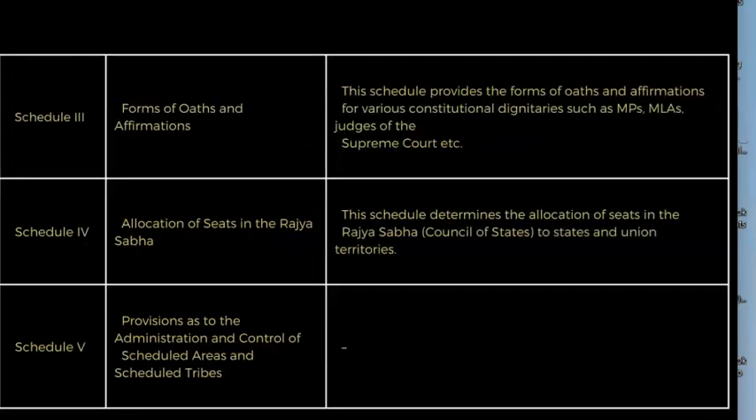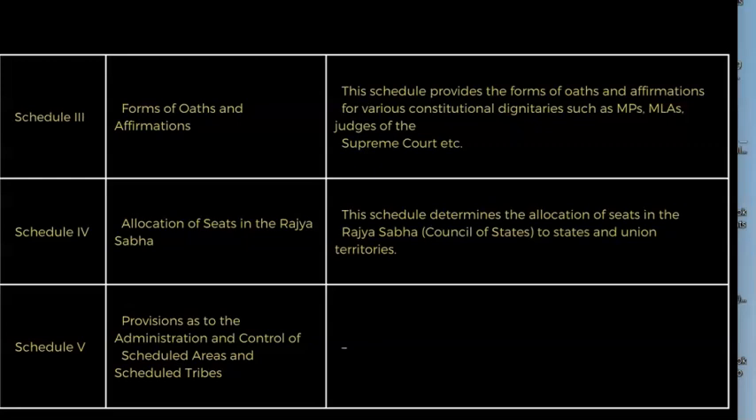Schedule 3: forms of oaths and affirmations. The schedule provides the forms of oaths and affirmations for various constitutional dignitaries such as members of parliament, members of legislative assemblies, judges of the Supreme Court. Schedule 4: allocation of seats in the Rajya Sabha. The schedule determines the allocation of seats in the Rajya Sabha, Council of States, to states and all union territories.